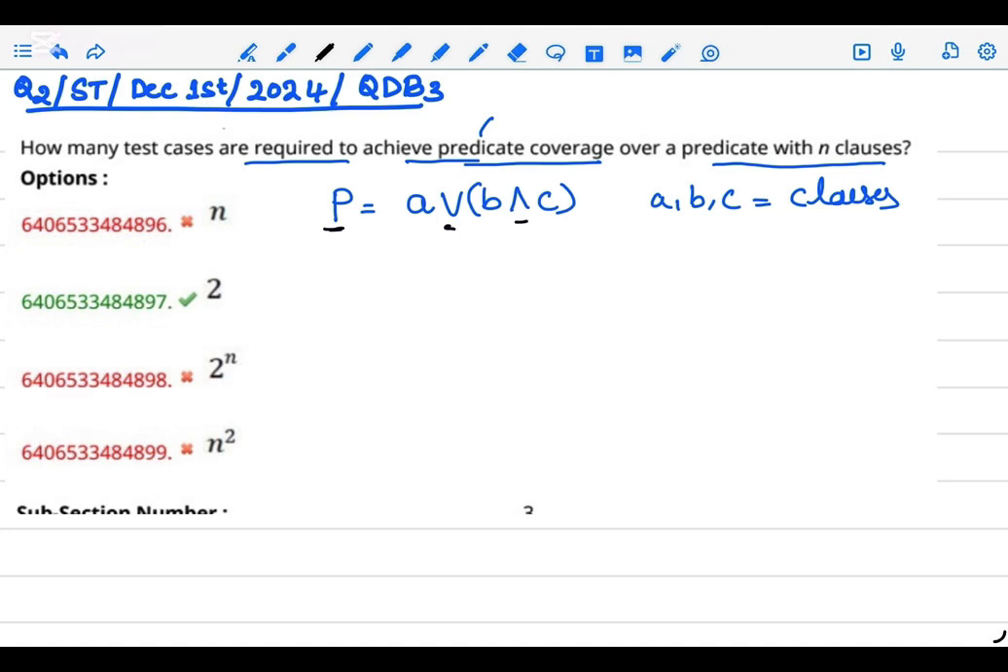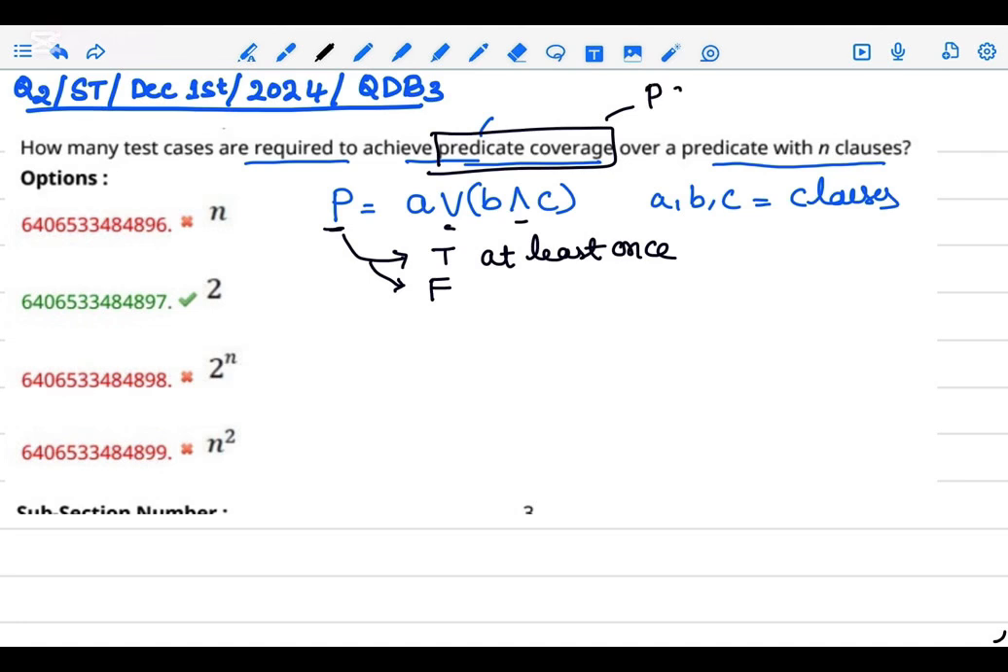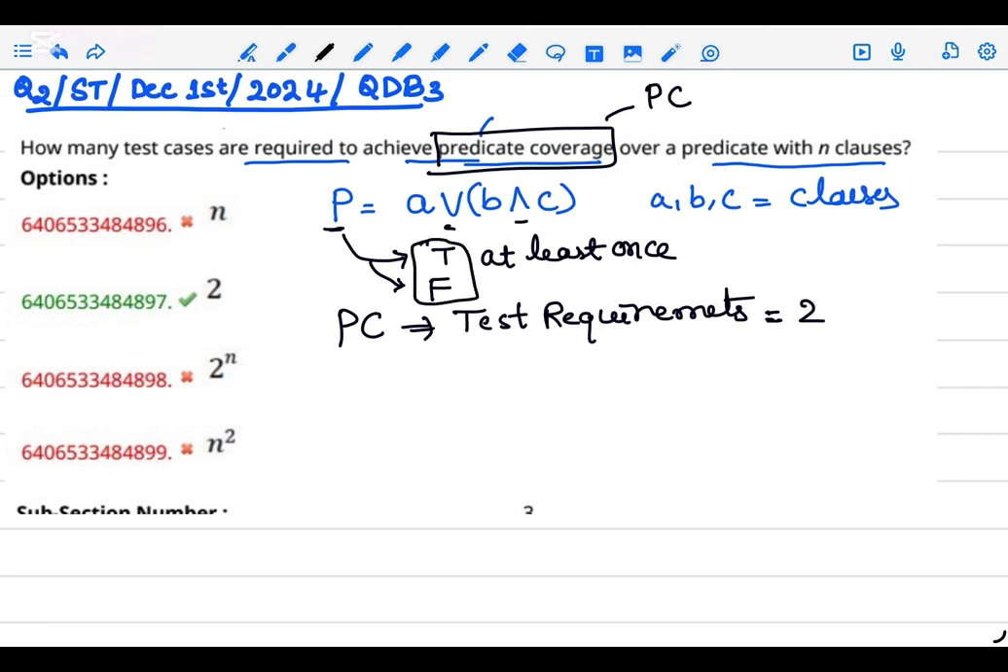For predicate coverage, the predicate is represented with clauses, that is variables A, B, C. The predicate must be evaluated to true or false at least once. Predicate coverage is PC. So we want test requirements to cover the predicate. How many test requirements do we want? 2. Why 2? The predicate is true and false at least once.